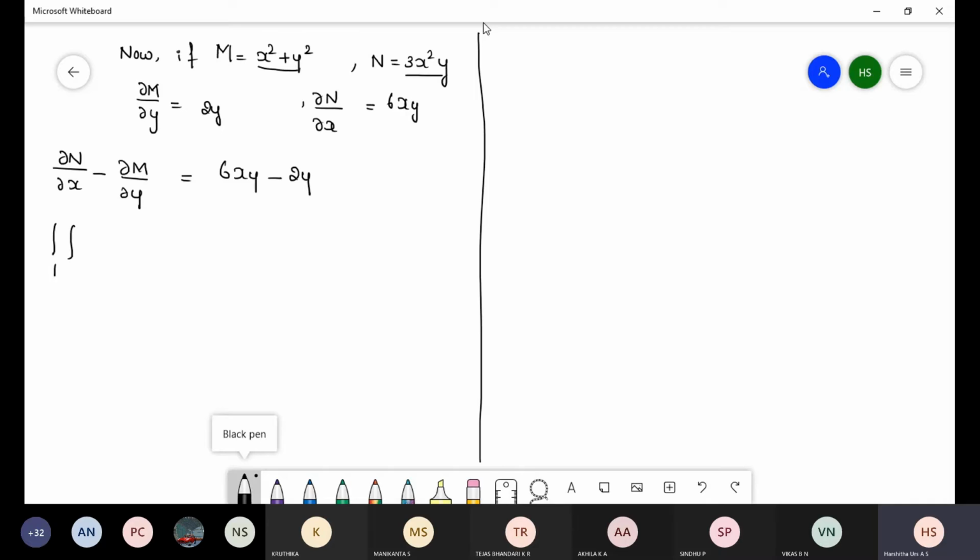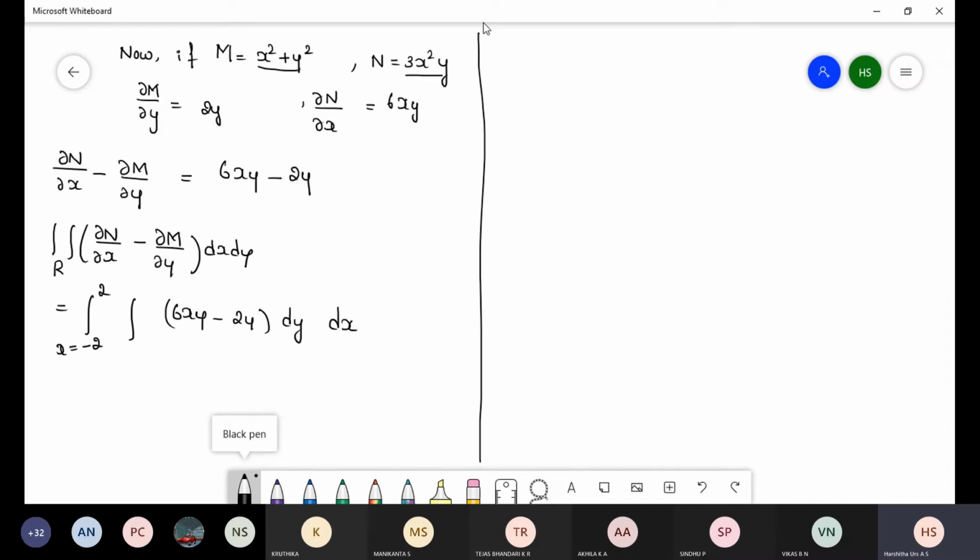Apply the double integral on both sides. So double integral of (∂n/∂x minus ∂m/∂y) dx dy. So we can write, changing the order of integration here, 6xy minus 2y. Here I can write, by using the properties of changing the order of integration, dy into dx. Here I can write x value varies from minus 2 to 2. Y value is minus root of 4 minus x square.